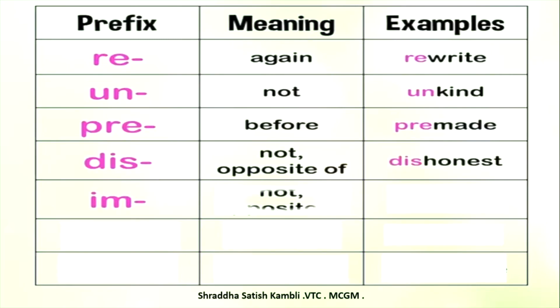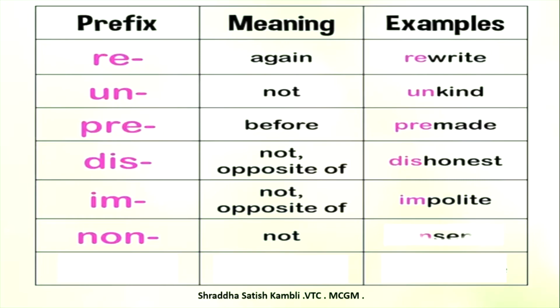After im, we have the next one, that is non. N-O-N, non. What is the meaning of non? Non means not. Okay, so one example, nonsense, something which doesn't have any sense. Or we say non-vegetarian, something which is not vegetarian is non-vegetarian. Okay, so non means not.